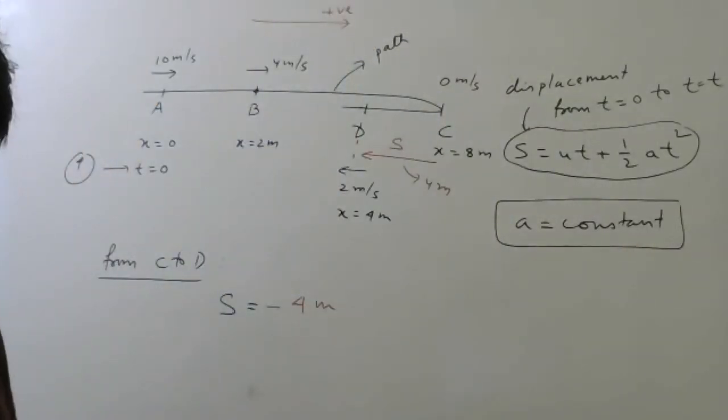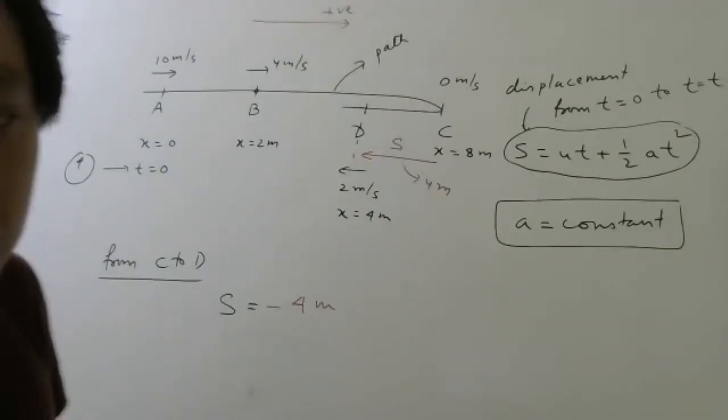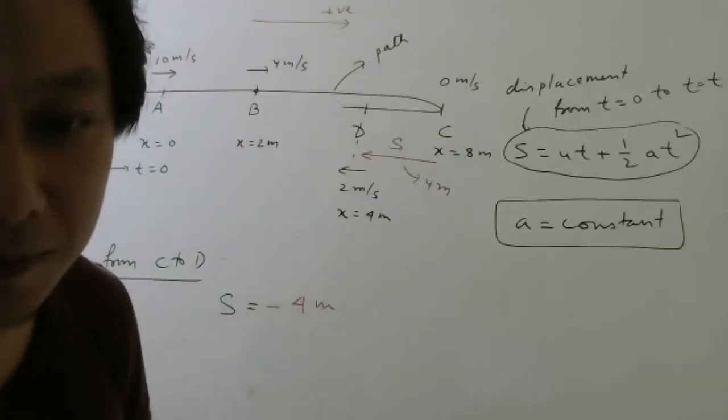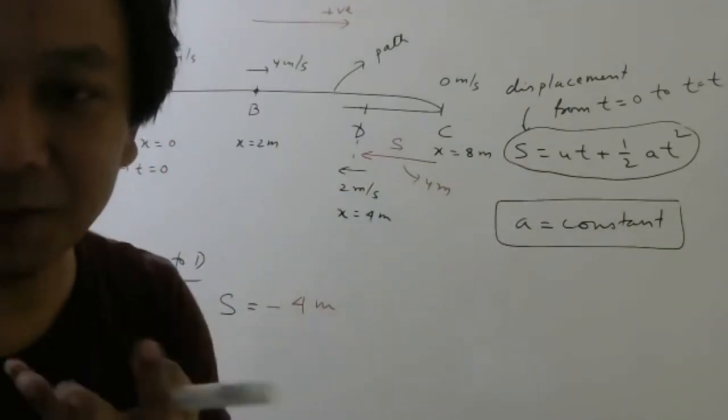Understood or not? Everybody understood? The ones who wrote 4 meter, maybe you thought I'm asking only magnitude. But when I say displacement, I'm asking for a vector. Displacement is a vector.